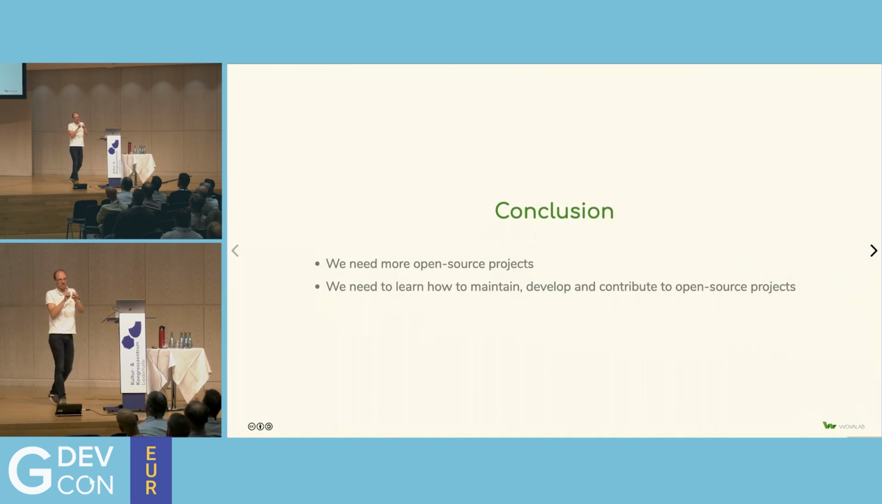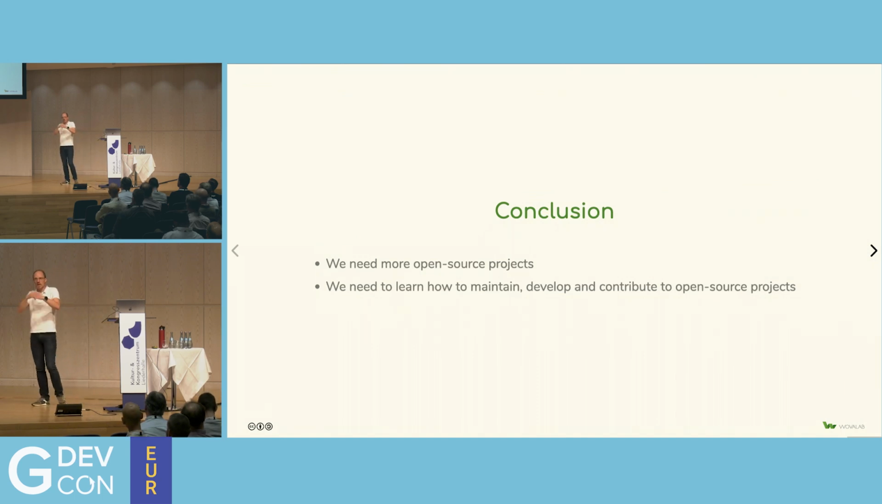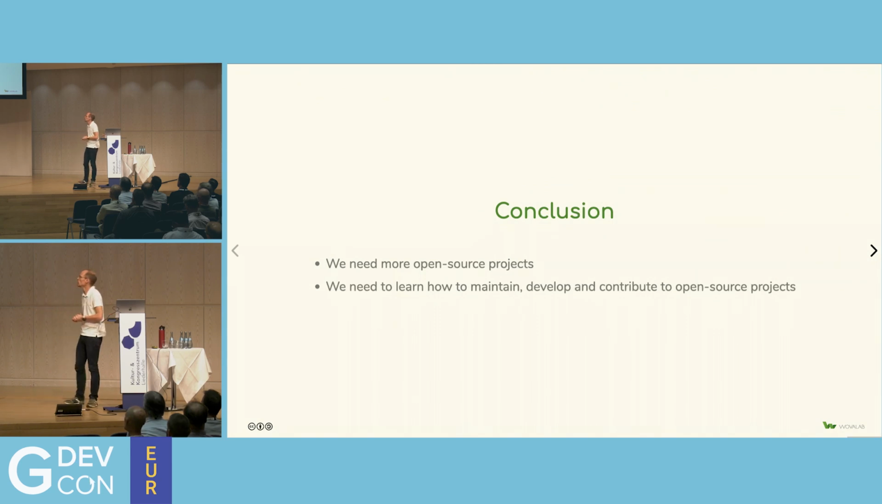For small things, I'm not saying reinvent everything or make big things, but small APIs are really useful. And if we are all working together to improve those APIs, we all benefit from this. But we also need to learn how to maintain, develop, and contribute to open source projects.